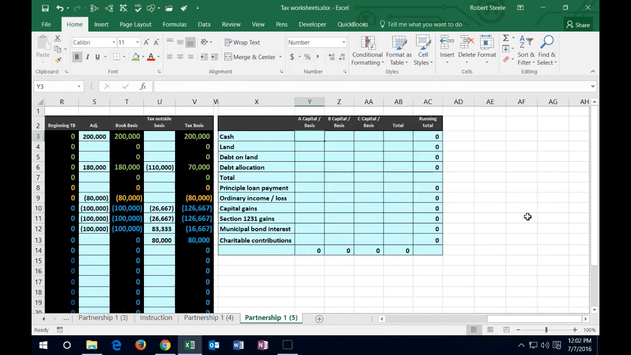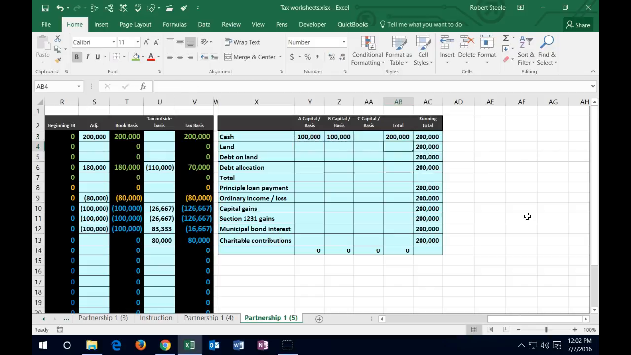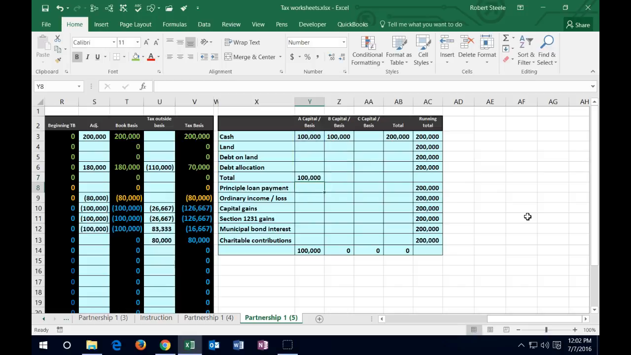Remember that A and B put in 100,000 each, so their capital accounts are going to go in 100,000 each. No difference between the tax or the normal capital accounts. And if we total that up, then that's what we have so far. Here's our running balance. Let's put the total down here. I'm going to total them up down here too for now and sum this across. That's what we have so far.